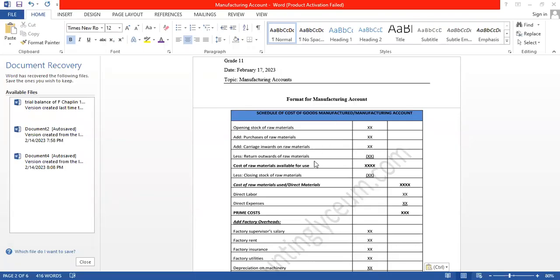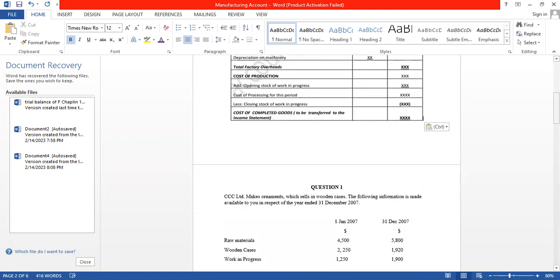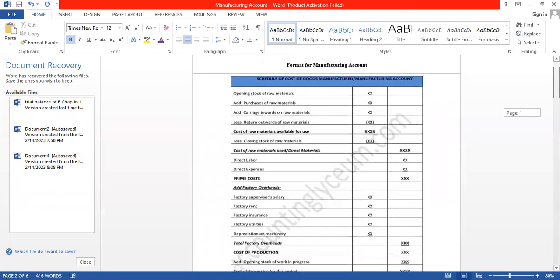Hello, everyone. Today, we will be learning about manufacturing accounts. But before we go into the question, I just want to show you the format of the manufacturing account. So this is what it looks like.